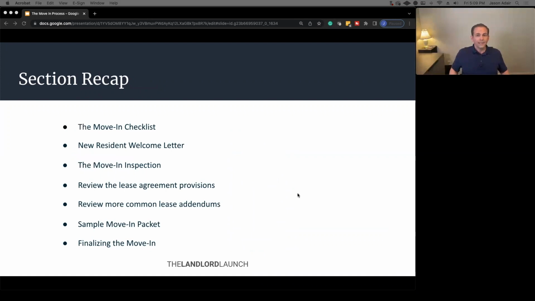Okay, so we have made it through the move-in process. I know it's a lot of information, but a lot of good information, maybe dry information. But if we're going to be landlords, we need to know our way around our documents, because these are the things that protect us. They protect us from liability.